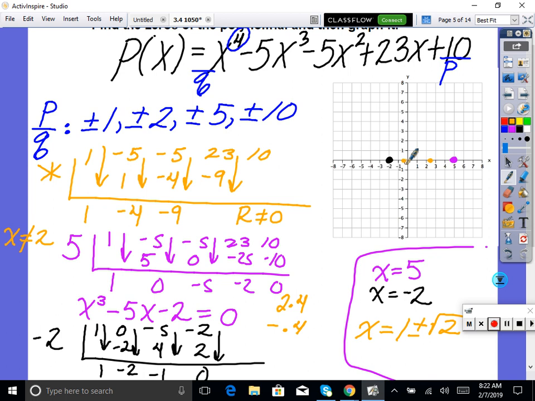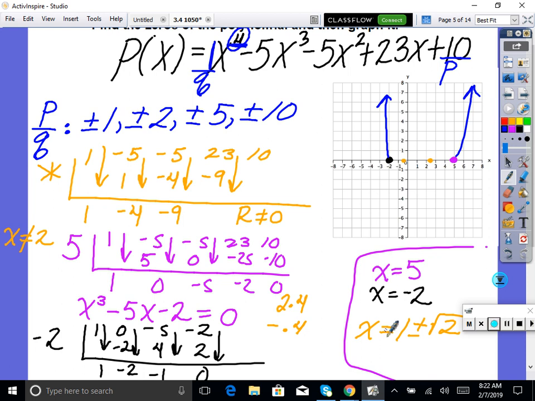Then what was the next step after you plotted your zeros when graphing? Graph the end behavior. It's even, it's positive. So it will be up and up. Therefore, I go to my furthest zero this way and I go up. Furthest zero that way, I go up, don't I?